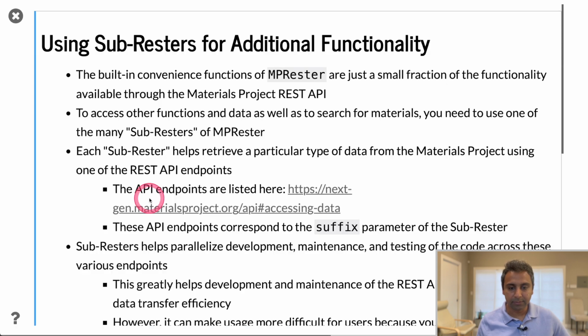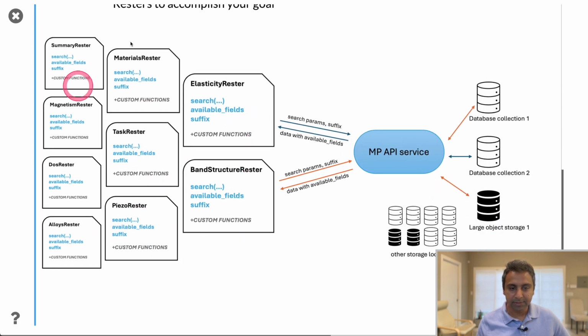But getting back to the tutorial, there are various SummaryResters of the MPRester. Again, these are attributes of the MPRester that are responsible for interacting with one of the endpoints in the Materials Project API service. So for instance, if you are interested in elastic tensor properties of materials, you probably want to use the ElasticityRester, which will allow you to search on elastic constant related properties, and it will return that type of data back to you using the elasticity endpoint in the REST API.